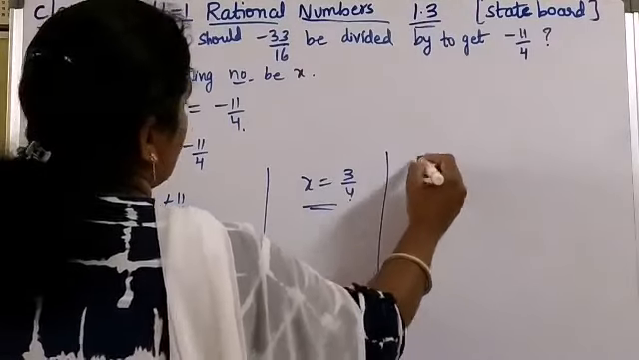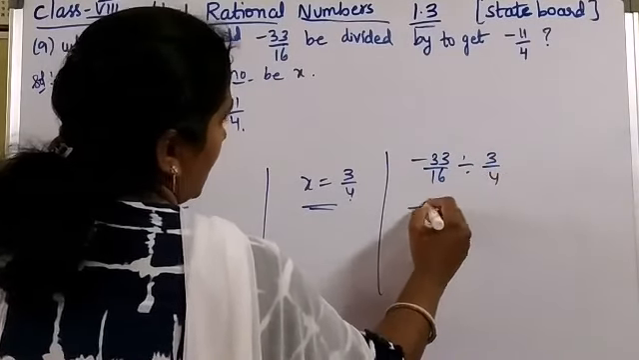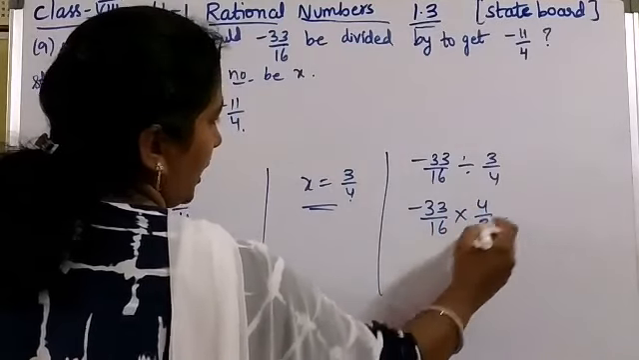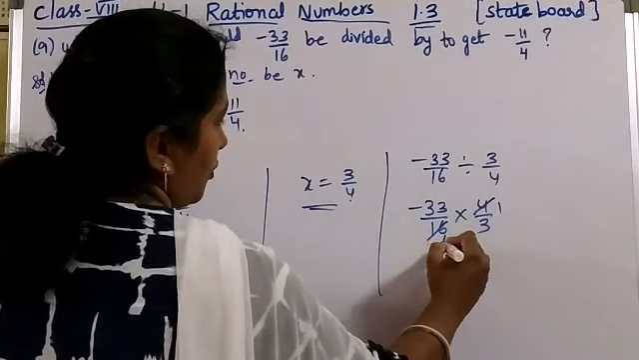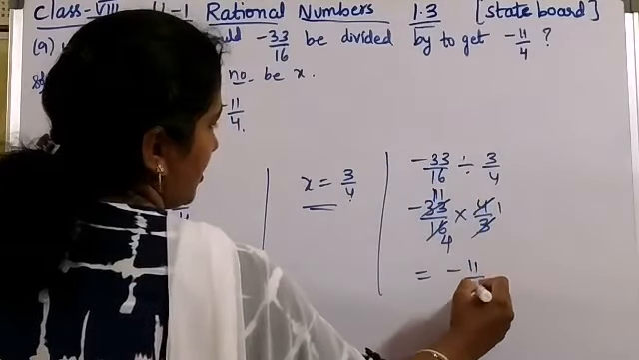You can check, children. So minus 33 by 16 divided by 3 by 4. Here convert the division into multiplication by taking the reciprocal. Okay. Now 4 ones are 4, 4 fours are 16, 3 ones are 3, 11 threes are 33. How much you got, children, here? Minus 11 by 4.